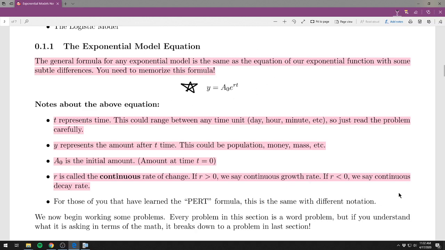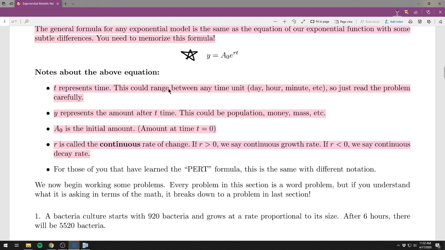And last thing I'd like to mention here, if you've never heard of the PERT formula, that's fine. But this is basically the same formula with different letters as the PERT formula. Ultimately, what all the problems in this section will boil down to is you need to use this equation, figure out the a0 and the r, because y and t are your variables. That'll give you the equation. And then after you get the equation, you do something with it. You might plug in a t value to find y, you might plug in a y value to find t, but it all boils down to that.